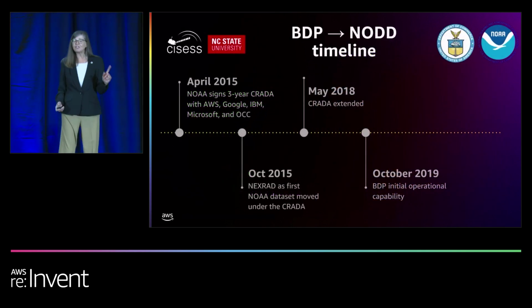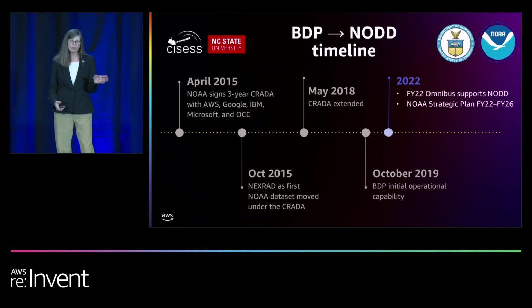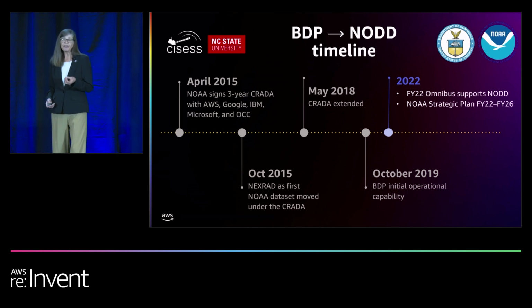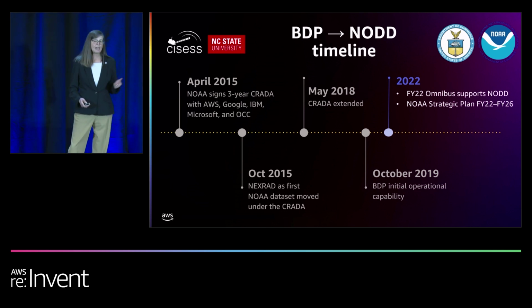So one final visit to our timeline, where we see that as a result of congressional approval, the timeline now includes NOD's new name and status as a NOAA-wide enterprise service. The timeline reveals how NOD has evolved over the years from a CRADA into initial operating status, and finally into an enterprise service that provides NOAA's open data to the public via the cloud service providers.